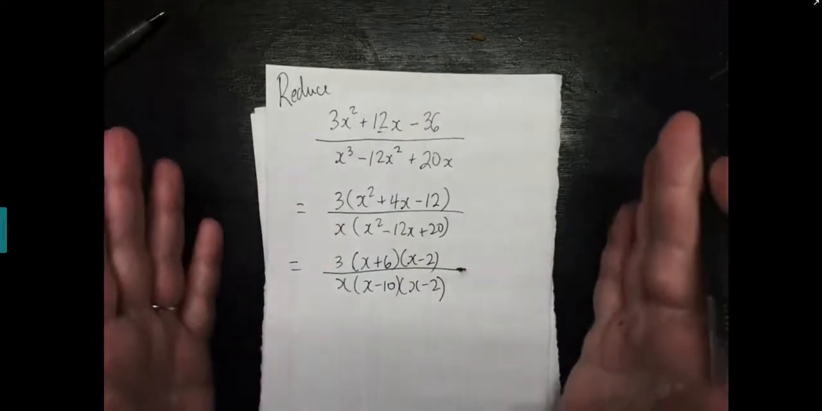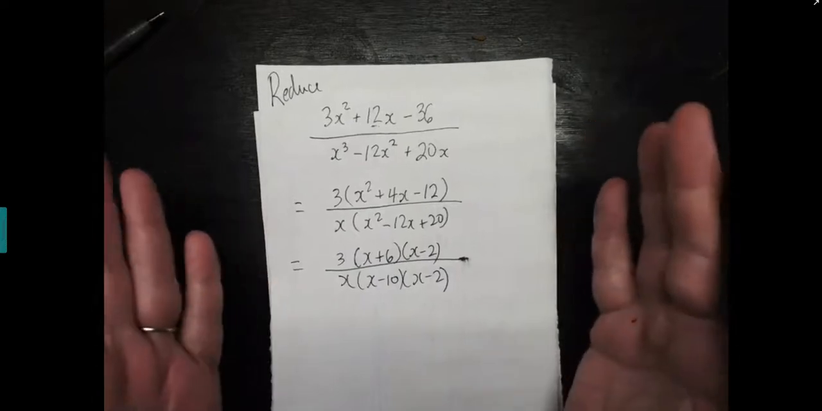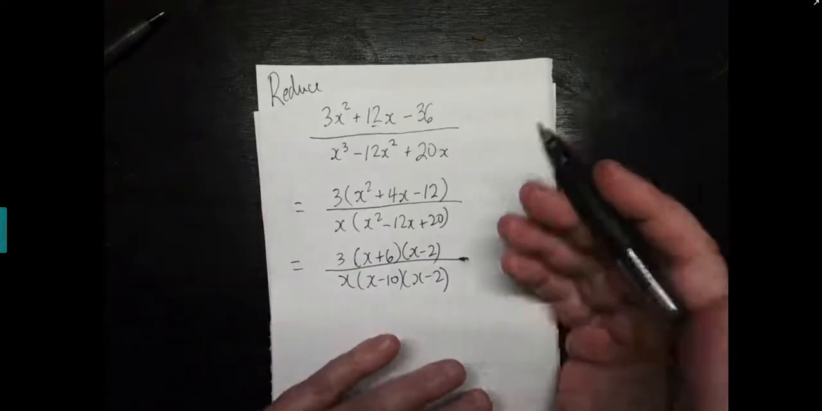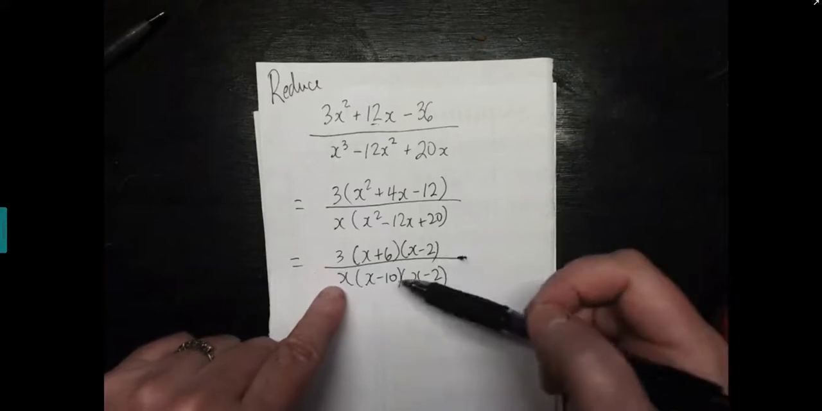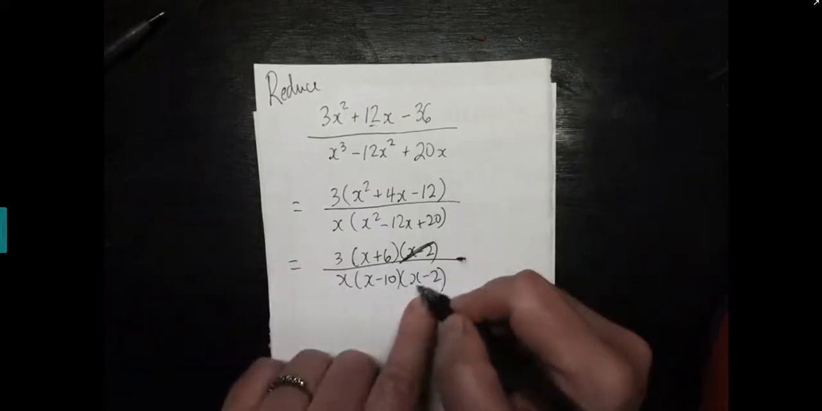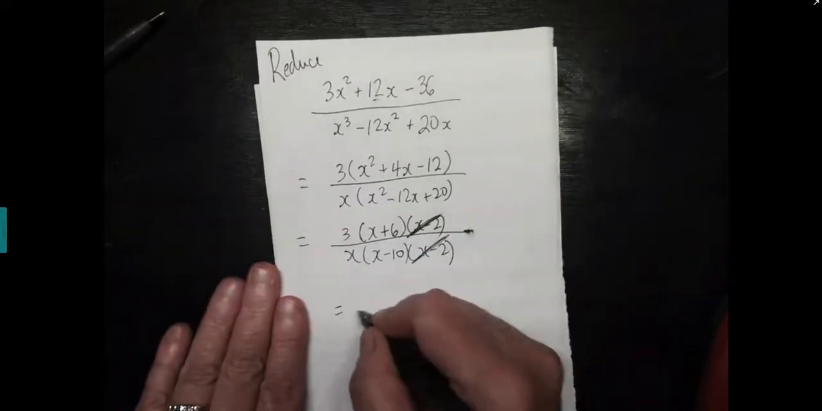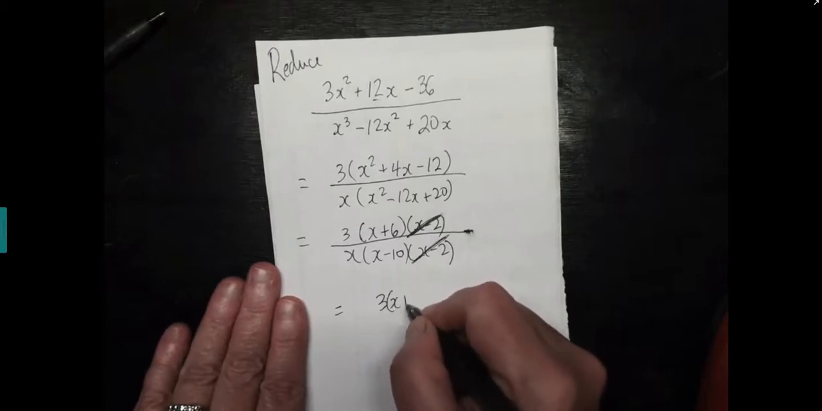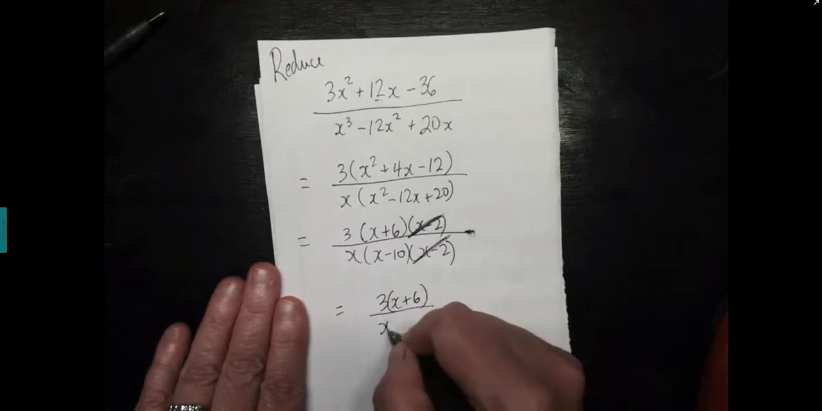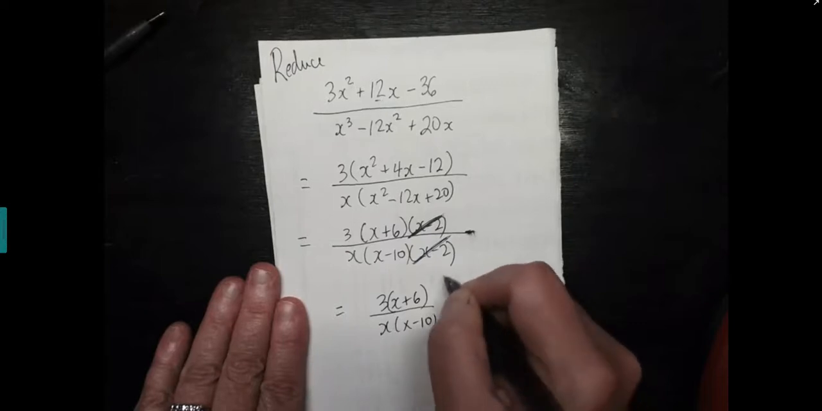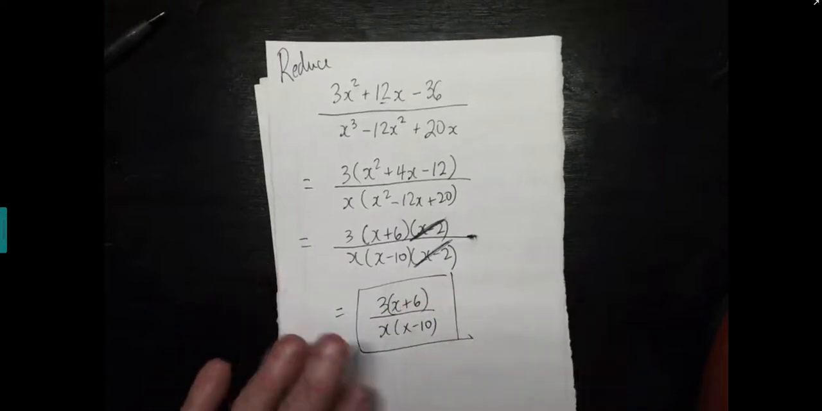So now I have it completely factored out, and then to reduce this or write it in lowest form, I have a product in the numerator, a product in the denominator, and I can see that these terms are going to cancel. So this is my answer in reduced form.